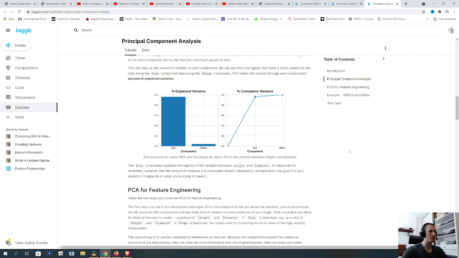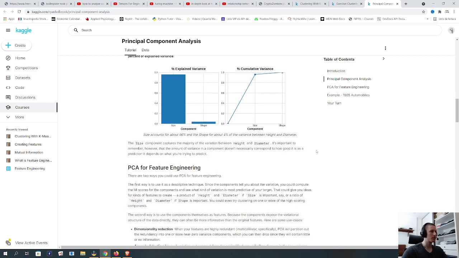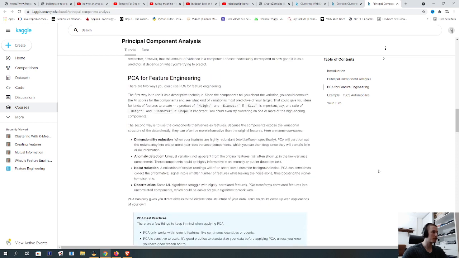PCA makes this precise through each component's percent of explained variance. Size accounts for about 96% and shape for about 4% of the variance between height and diameter. The size component captures the majority of the variation between height and diameter. It's important to remember, however, that the amount of variance in a component doesn't necessarily correspond to how good it is as a predictor. It depends on what you're trying to predict.